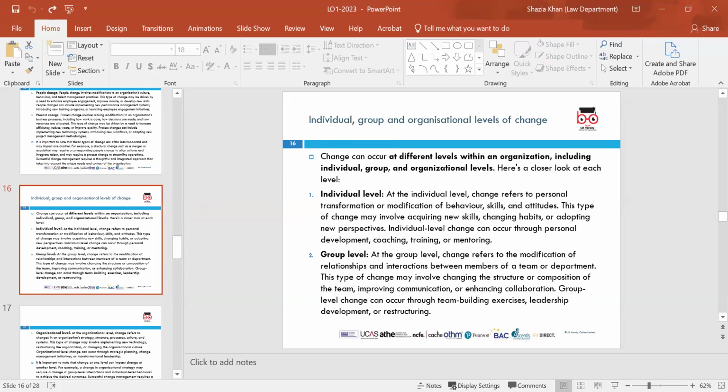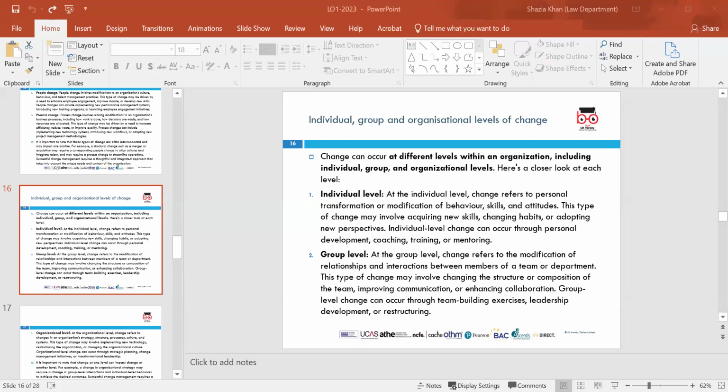Individual level change. What do you think individual level change is? Personal change. What was that? Personal transformation. Yeah, you're right. I said personal change. Yeah, personal change. So it's an individual change.